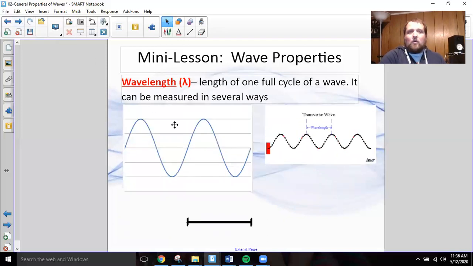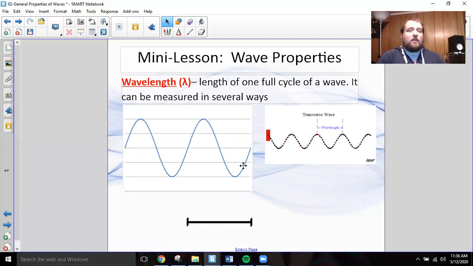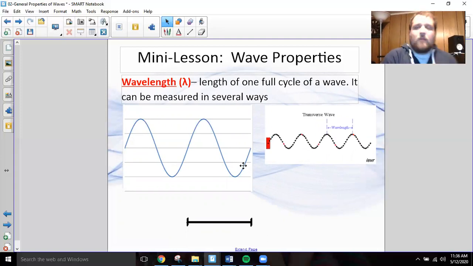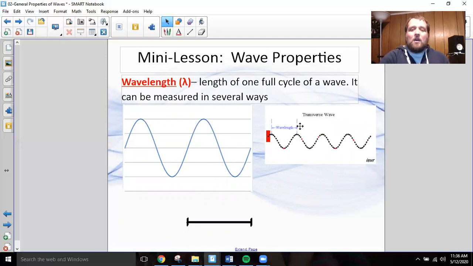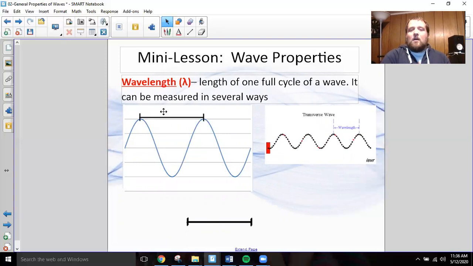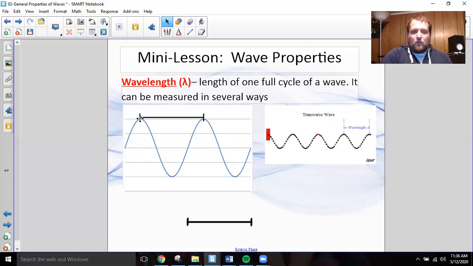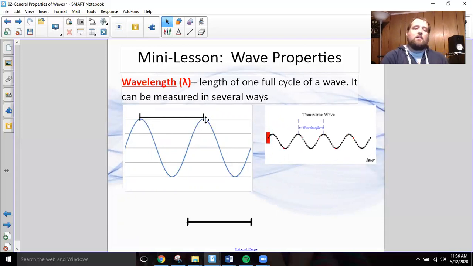The other big one for waves is the wavelength. This is the length of one full cycle of a wave, and it can be measured in several ways. So this GIF is showing you how the wave is a wave of energy traveling through. And this is from the crest of one wave to the crest of the next wave. So like this. So there's one complete cycle of the wave from the top of this crest all the way down to the trough to the top of the next crest.